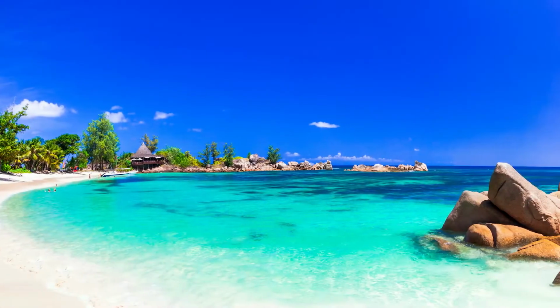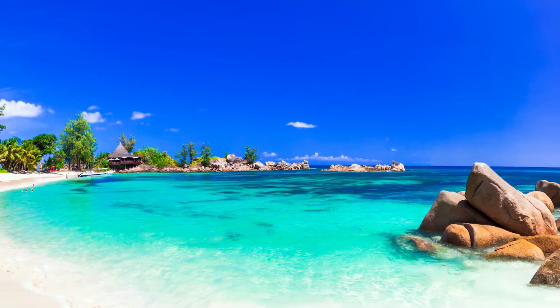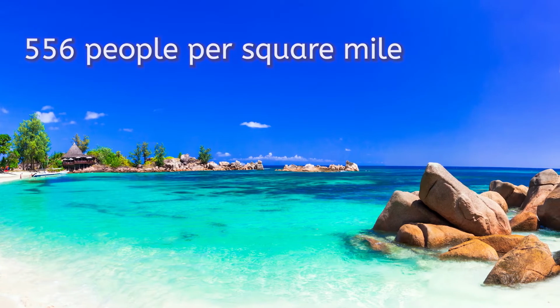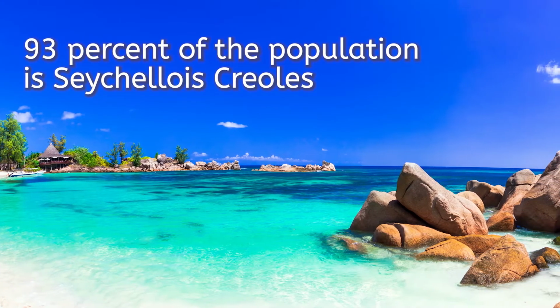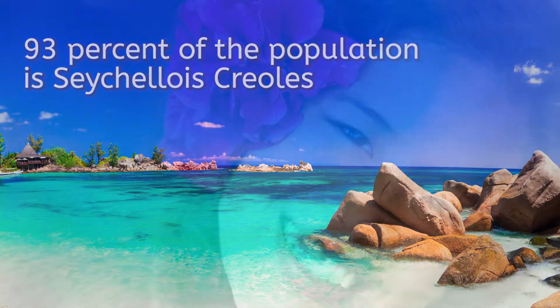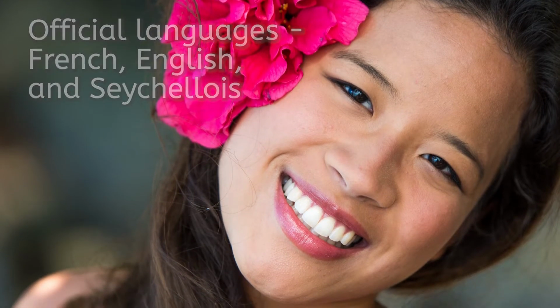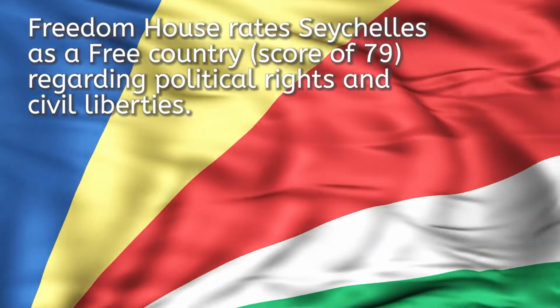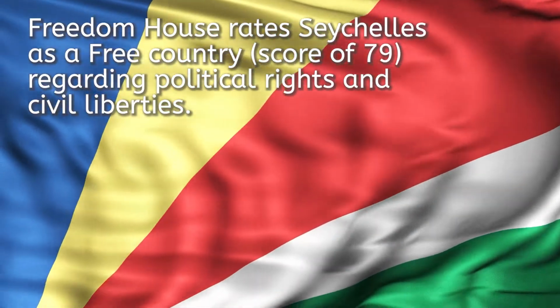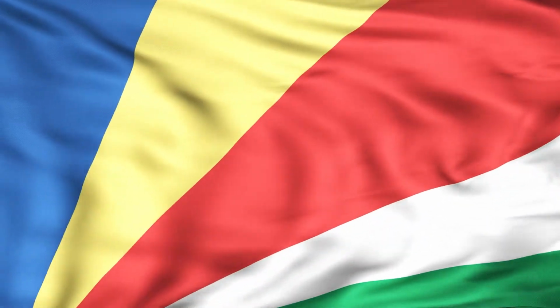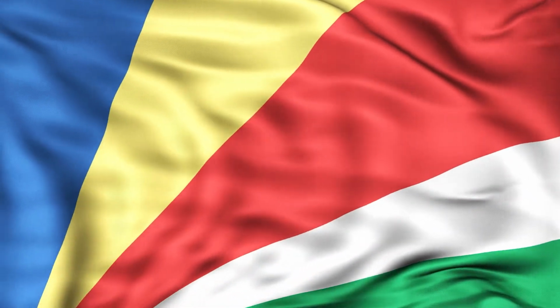The population density in Seychelles is among Africa's highest at 556 people per square mile, and about 93% of the population is Seychellois Creoles. About 89% of the residents of Seychelles are Christian, and official languages are French, English, and Seychellois. Freedom House rates Seychelles as a free country regarding political rights and civil liberties. It has also been described as the least corrupt of all African nations.